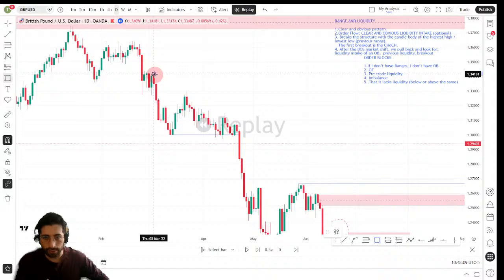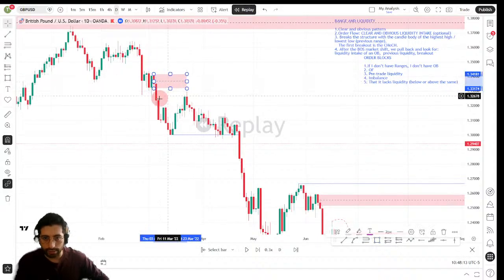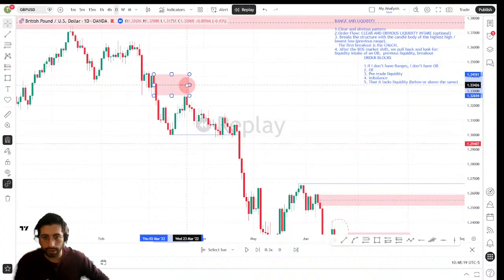We have order flow here. Now you may say, hey, but it didn't actually enter. It didn't enter as we said. You can also take as a consideration the green candle. It may work as well.